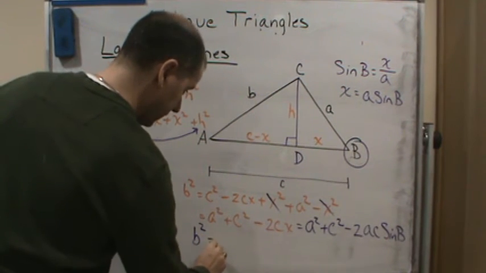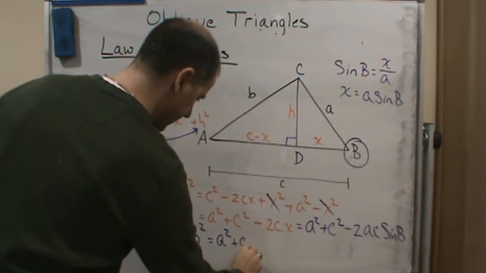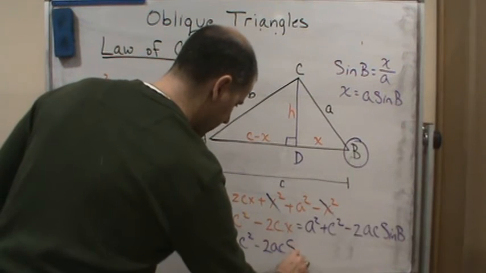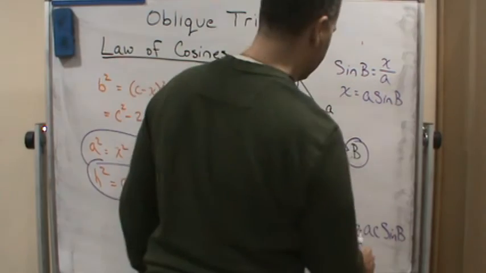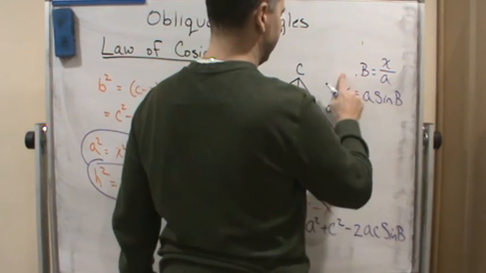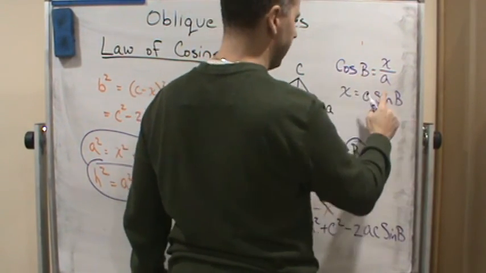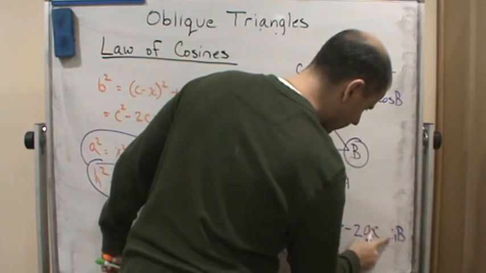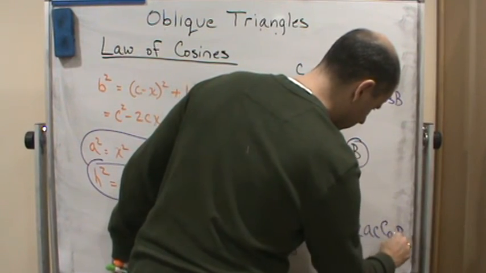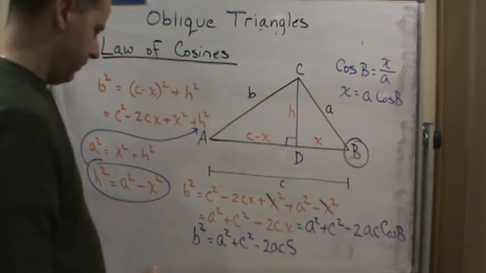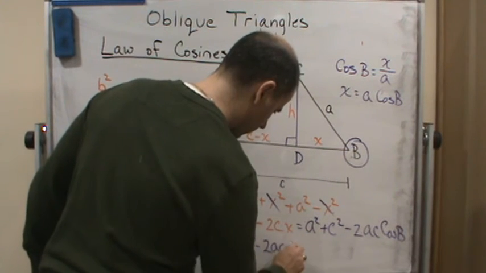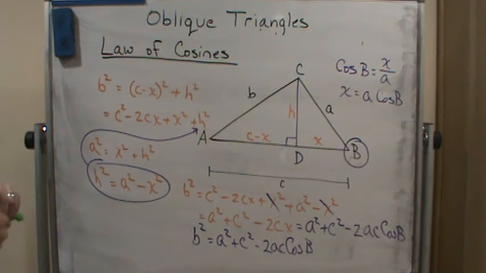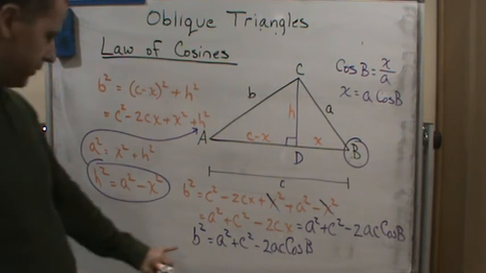So b squared is equal to a squared plus c squared minus 2 times ac times cosine b. Oops, I said cosine but I wrote down sine. My bad, sorry about that. Cosine b. Okay, so this is one of the laws of cosines.